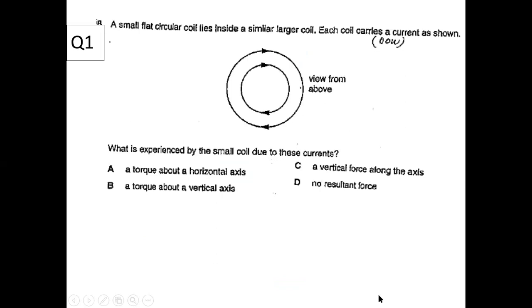Okay, what is the answer for this one? A small flat coil lies inside a similar large one. We view from above, or we call it plan view. There's a smaller one. Each coil carries a current as shown. What is experienced by the small coil due to the current?